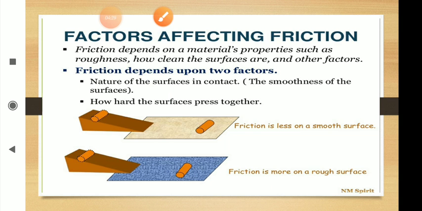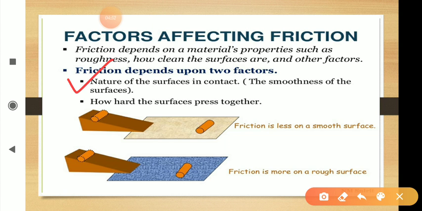Now, whether this friction depends upon certain factors, exactly, it depends on certain factors. It depends upon the nature of the two surfaces which are in contact. So mainly there are two factors on which this frictional force depends. First one is the nature of the surfaces in contact, meaning whether the two surfaces are smooth or rough. Exactly, it depends upon their nature.